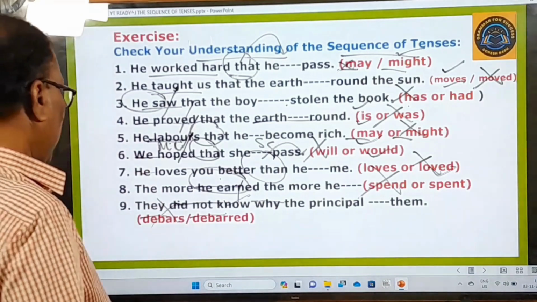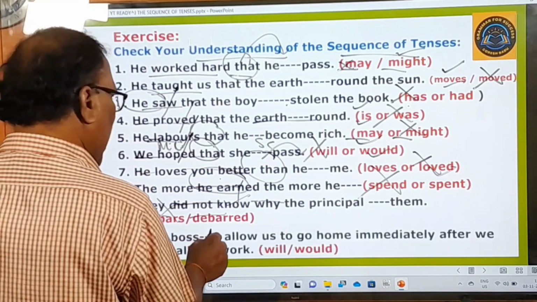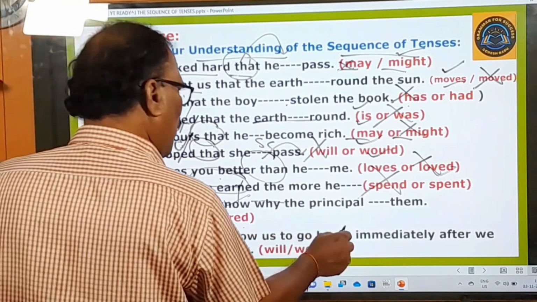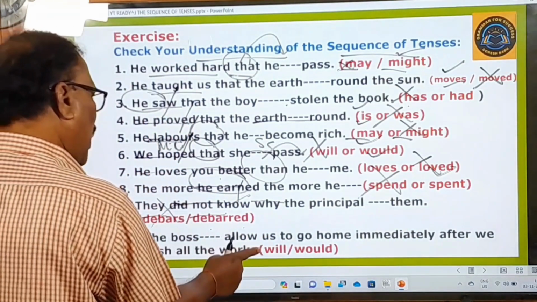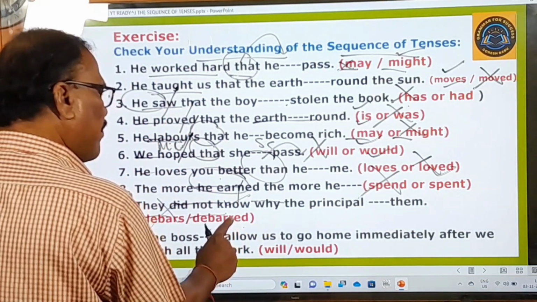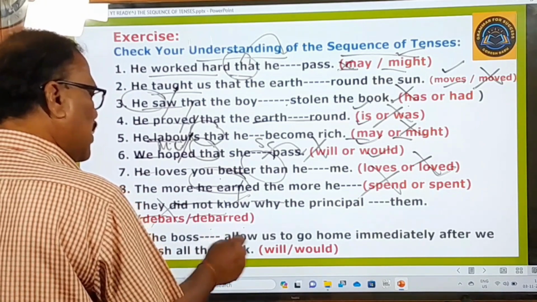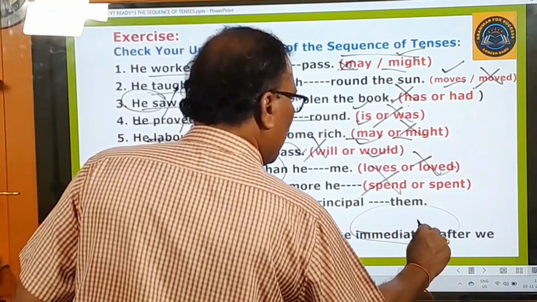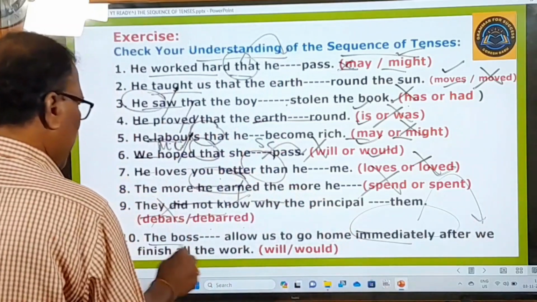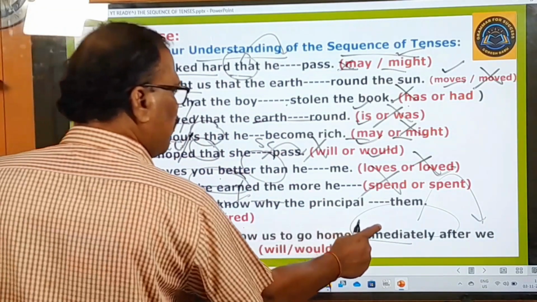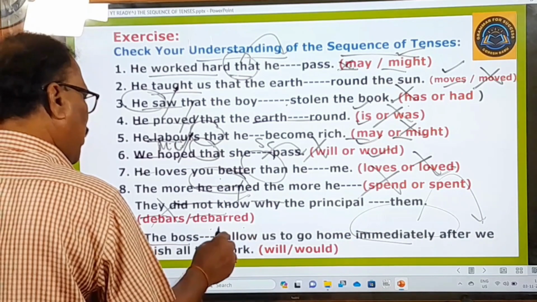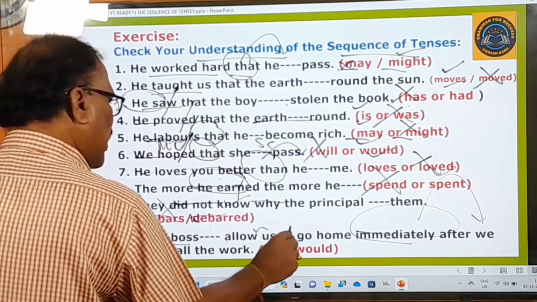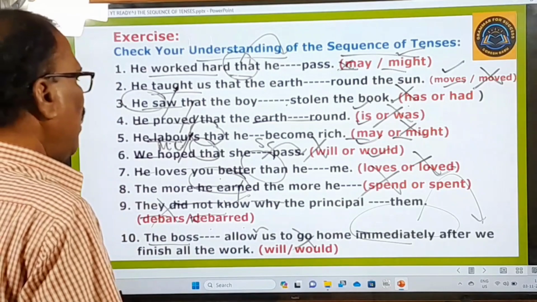Okay, past tense, right? And the last one here, the boss ___ allow us to go home immediately after we finish all the work. The boss will allow or would allow. What is that? So to decide this, you just see immediately after is there. After this, there is simple present. Whenever there is simple present in the subordinate clause, in the main clause, there must be a sentence in the future. She will allow. Will is the right one. The boss will allow us to go home.